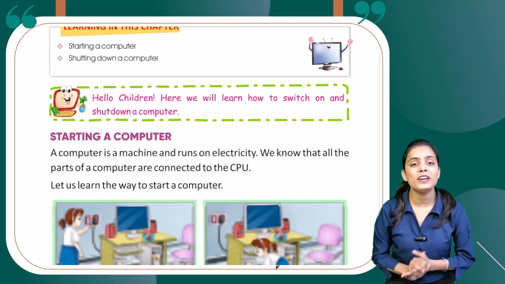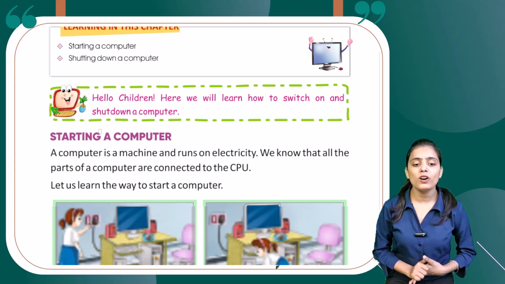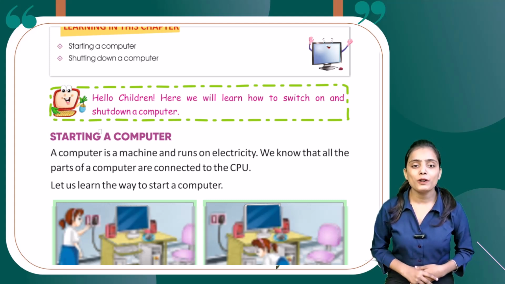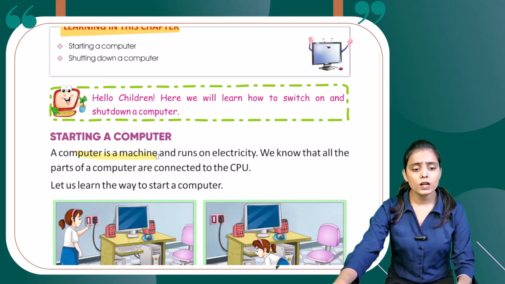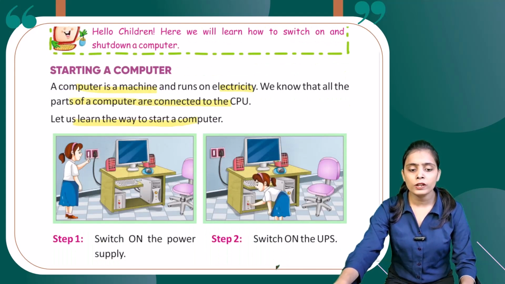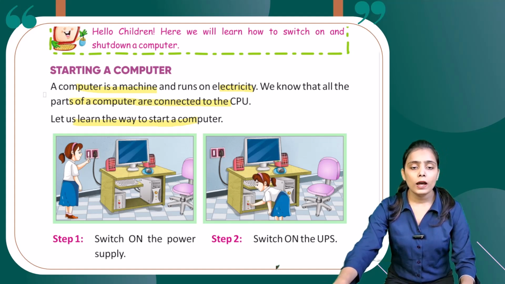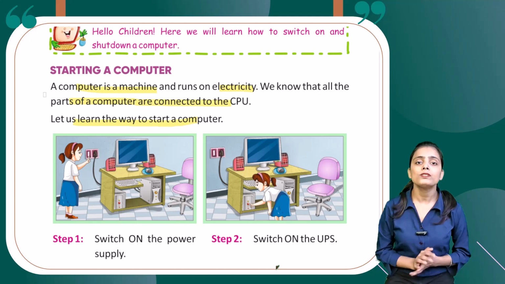Hello children, here we will learn how to switch on and shut down a computer. So without any further ado, let's get started. Starting a computer. Computer is a machine, we know it very well, and it runs on electricity. We know that all the parts of a computer are connected to the CPU. Now let us learn the way to start a computer. Here you can see the picture and have an idea how to start a computer.